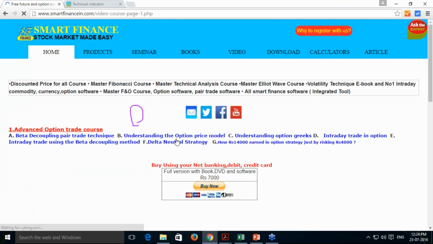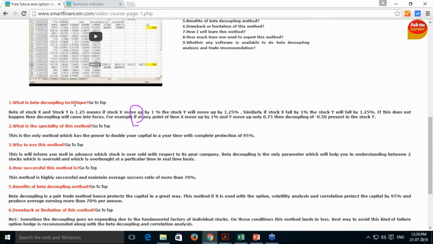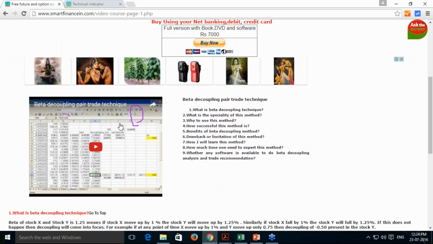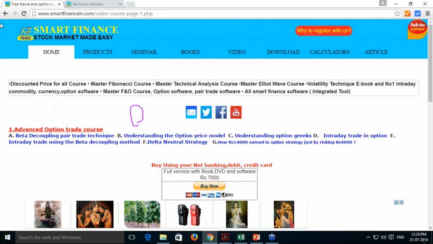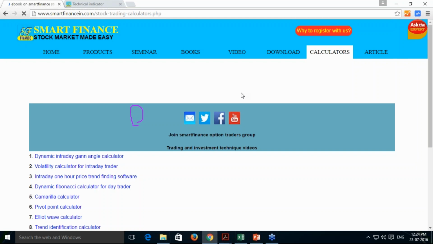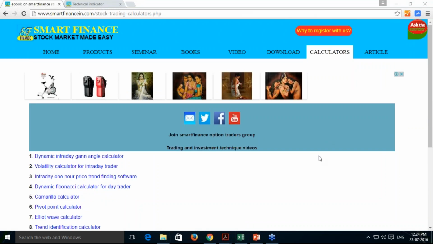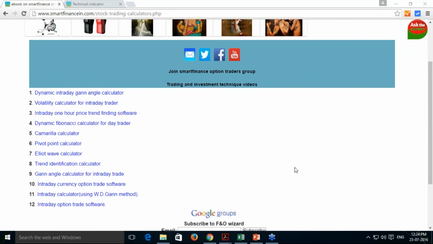What is beta decoupling, the option pricing model, option Greeks, all this information you get with elaborate explanations and videos. These things are very essential for your study, because if you do not study and only concentrate on profit, then profit is not going to come at any time. Concentrating only on profit without a proper assessment of your skill is not going to benefit you in the long run.